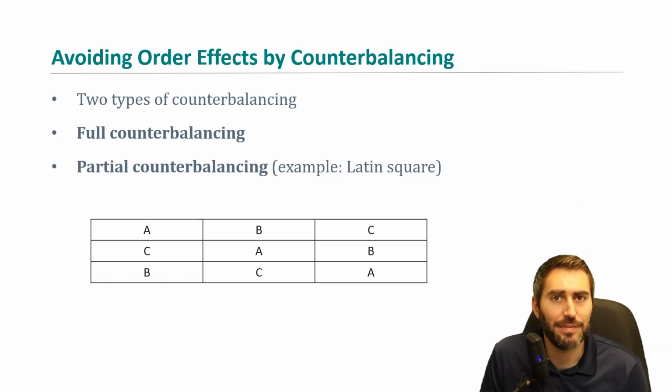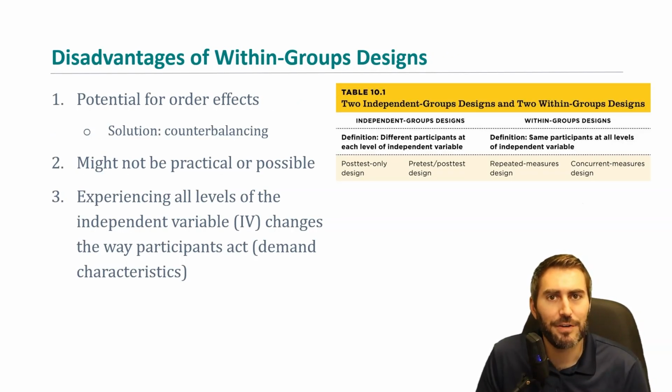It's a structured layout that guarantees every single condition appears in each position at least once. Despite their strengths, within groups designs aren't perfect, and they have three main downsides. First, there's always a risk of potential for order effects, though we can manage that with counterbalancing. Second, sometimes a within groups design is simply not practical or even possible.